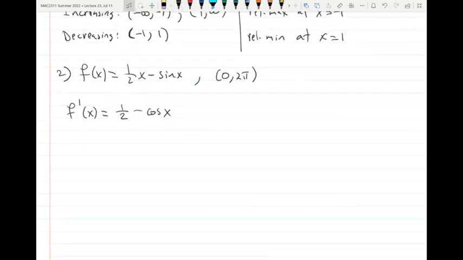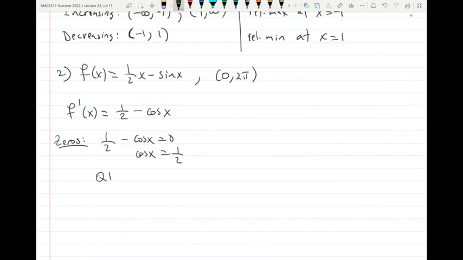Now remember, we need to find the zeros, right? So zeros, we need to solve 1/2 minus cosine equals 0. That means cosine of x is equal to 1/2. So how many solutions are we going to get from here? 2 solutions. Whenever cosine is positive. Where is cosine positive? Quadrant 1 and 4. So we're going to get 2 solutions. One coming from quadrant 1, another one coming from quadrant 4. Yes? So what's the quadrant 1 solution?